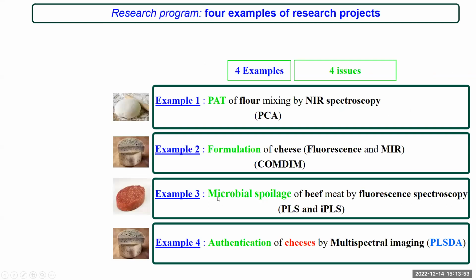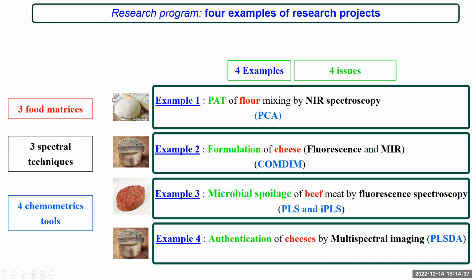So after this very brief and rapid introduction, I will present you different examples concerning the use of chemometrics and spectral data in order to monitor some food process, to adjust food formulations, or to predict some food qualities, so microbial spoilage, for example, and also to authenticate cheese. I have chosen to talk to you about 3 food matrices: flour, cheese, and beef meats.